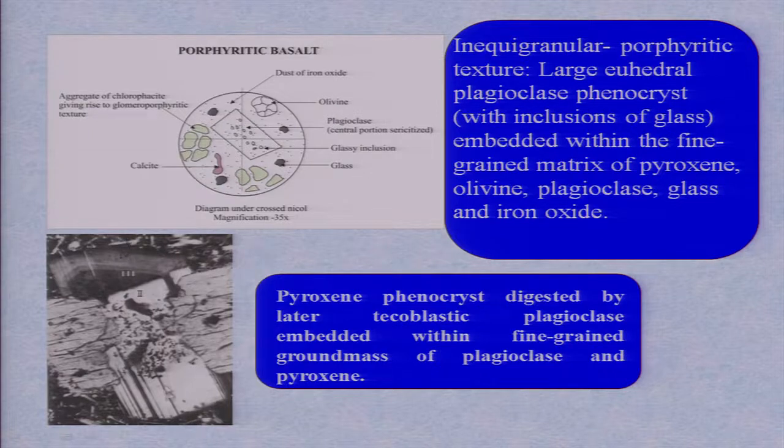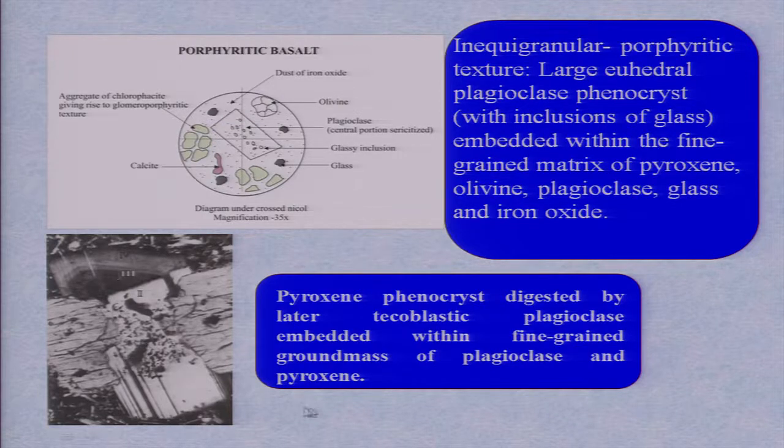plagioclase grain. Plagioclase is cutting across the pyroxene grain, and this plagioclase displays zoned structure and twinned crystal. This shows twinning. These line like structures are called polysynthetic twinning. So, this displays polysynthetic twinning as well as zoning.